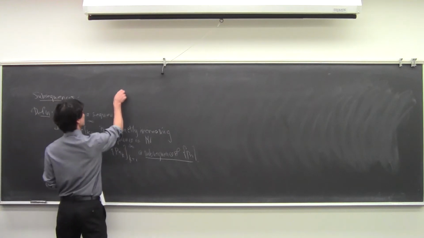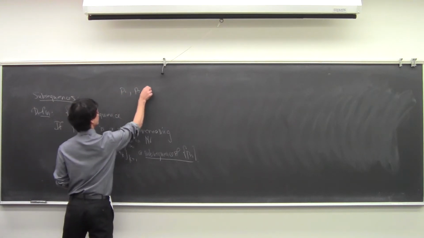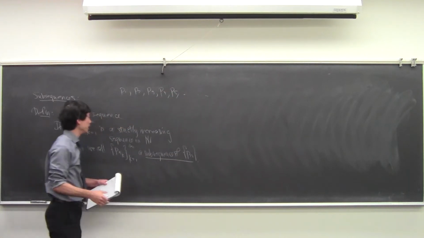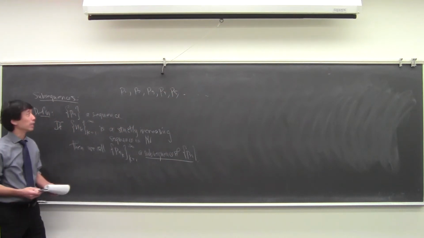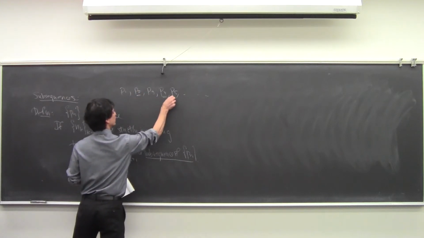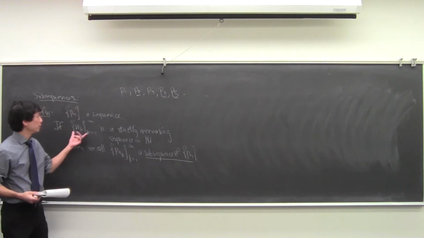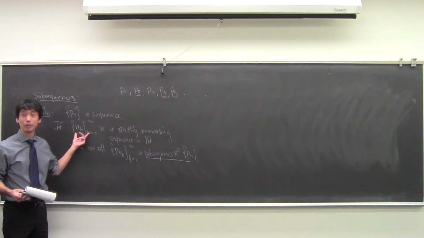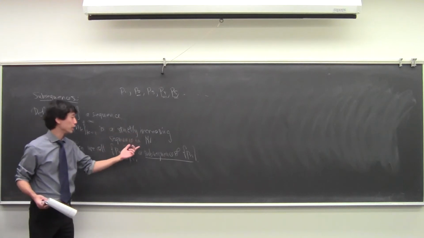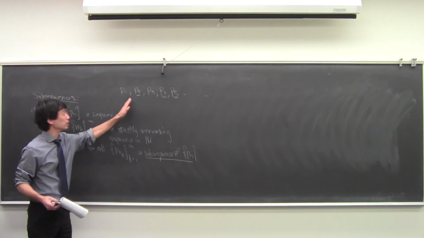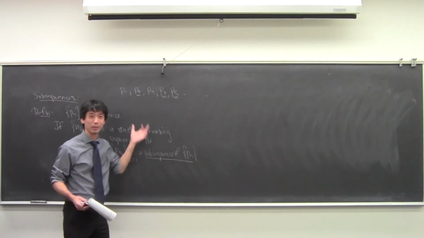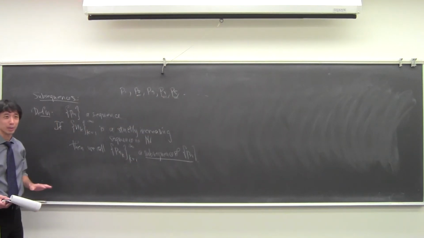You have some sequence to start off with: p1, p2, p3, p4, p5, etc. And all it's saying is that you're choosing some of those indices. Those indices are strictly increasing, and the elements that correspond to those increasing indices that you've selected are a subsequence. Does that make sense? Yeah, Jonah.